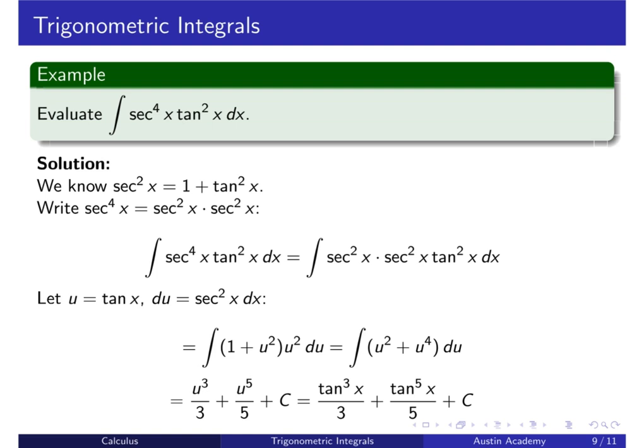Integrating. U cubed over 3, plus u to the fifth over 5, plus c. Back substitute. Tan cubed x over 3, plus tan to the fifth x over 5, plus c.